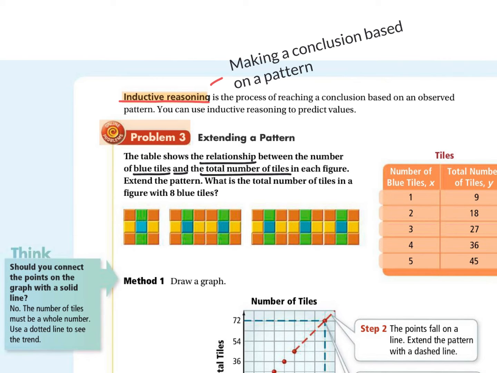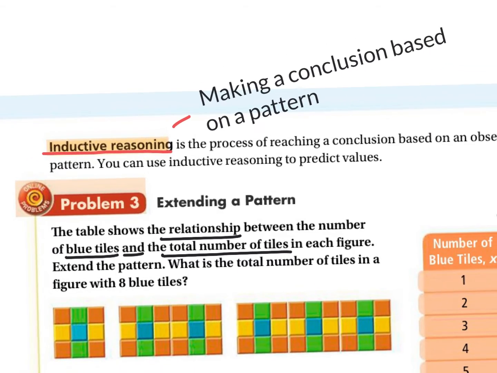So if we look on the next page, it talks about inductive reasoning. Inductive reasoning basically is making a conclusion based on a pattern. So we look at the pattern, and then based off of that, we come up with a conclusion. On problem 3, they have a table that shows a relationship between the number of blue tiles and total number of tiles in each figure. Extend the pattern. What's the total number of tiles in a figure with 8 blue tiles?